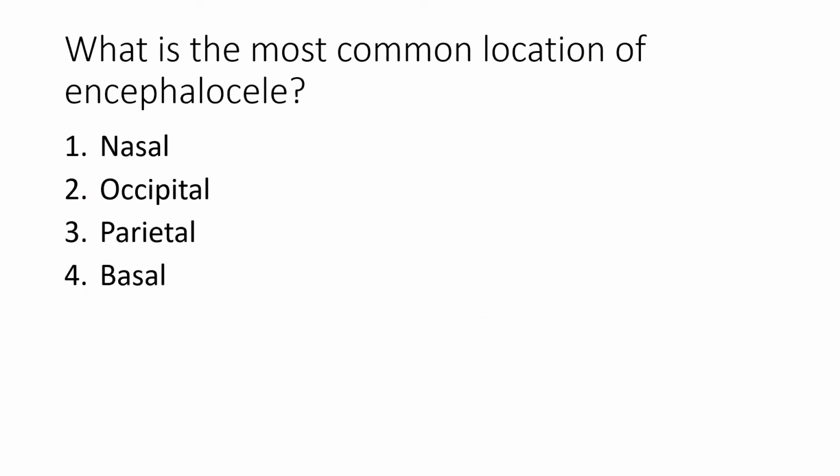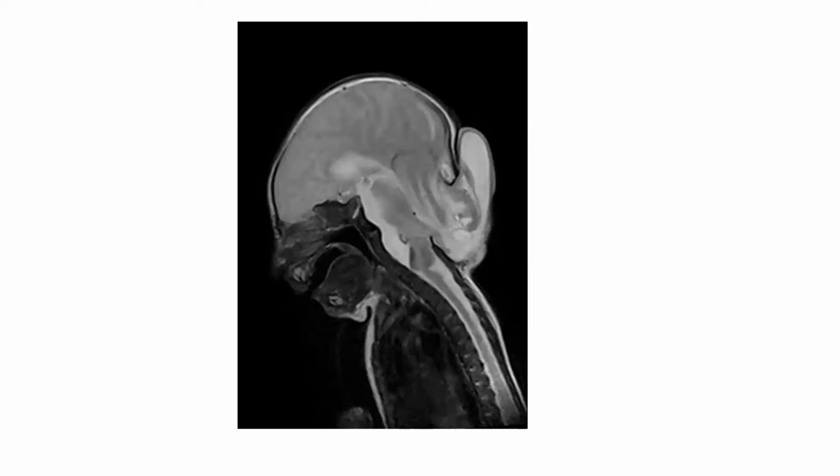Okay. What is the most common location of encephalocele? Nasal, occipital, parietal, or basal. So the most common location of encephalocele is occipital, right? See, this is an MR image, SAS1, showing occipital encephalocele. It can be associated with a number of anomalies like Chiari malformations, Dandy-Walker malformations, etc.